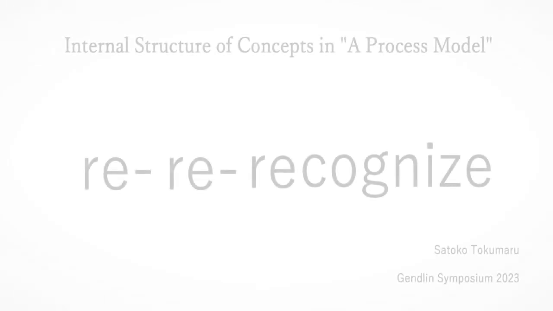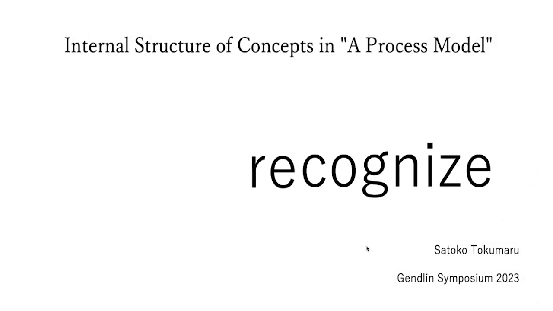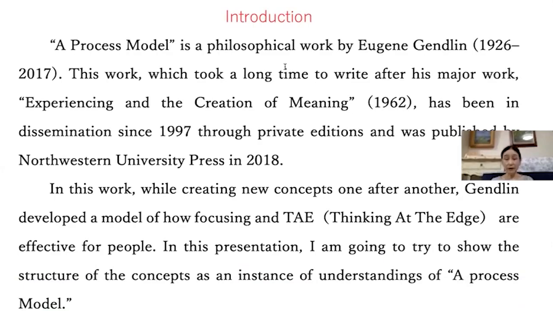Gendlin's multi-layered theory has four layers: the first layer, the second layer, the third layer, and the fourth layer. A Process Model is a philosophical work by Eugene Gendlin.